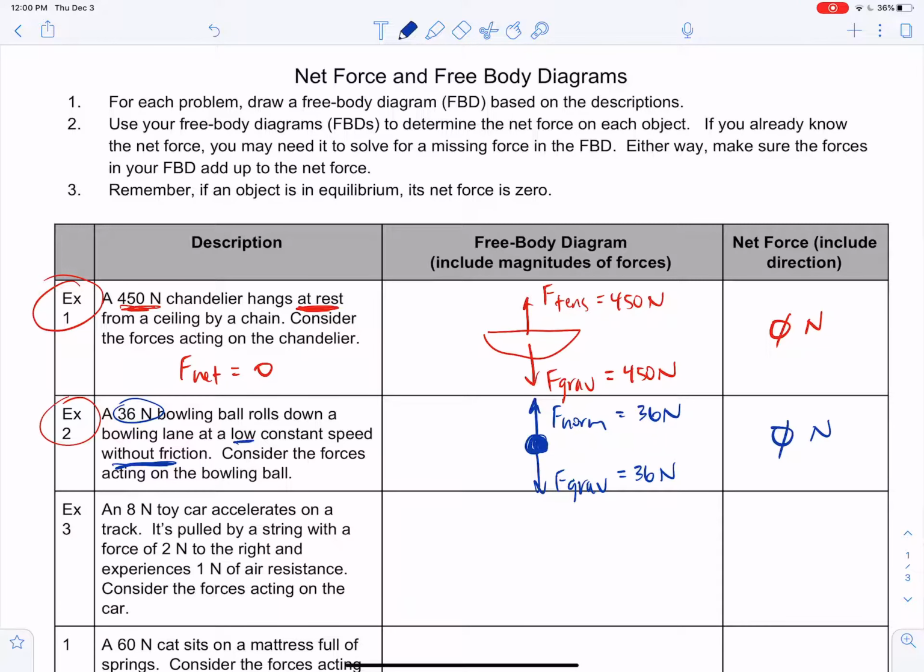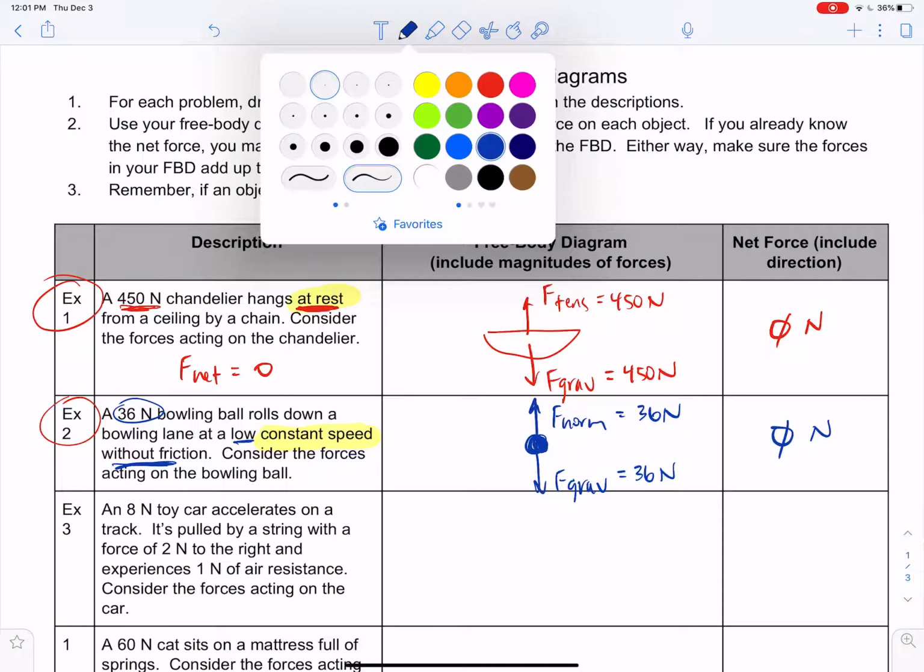And as I stated in the previous slide, the net force is 0 in these two instances, right? The first instance is when an object is at rest, the net force is 0. In the second instance, when an object is moving at constant speed, the net force is 0. Those will always be true, and those are the only two instances when the net force is 0. Okay, but what about an example where the net force is not 0? Let's take a look at example 3 here.